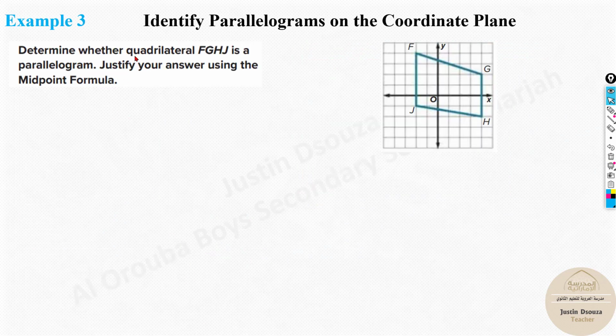Now here we determine whether quadrilateral FGHJ is a parallelogram. Justify your answer using the midpoint formula. We have to see whether this is a parallelogram.